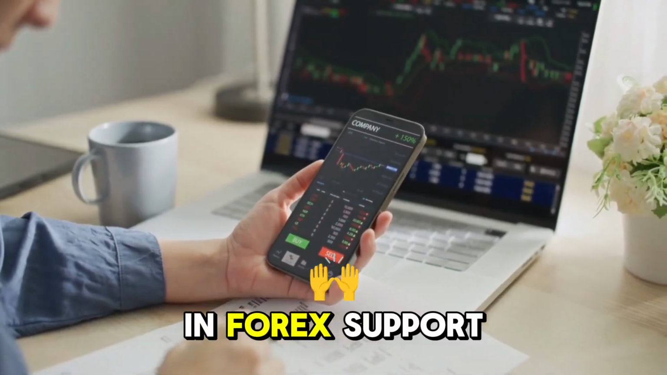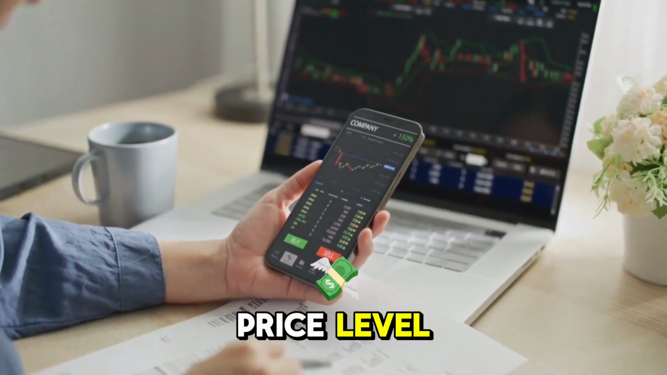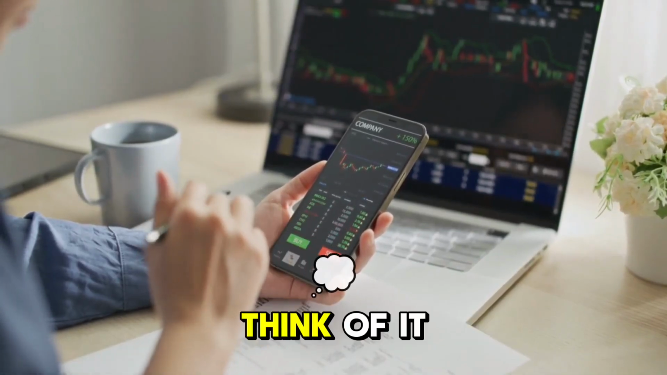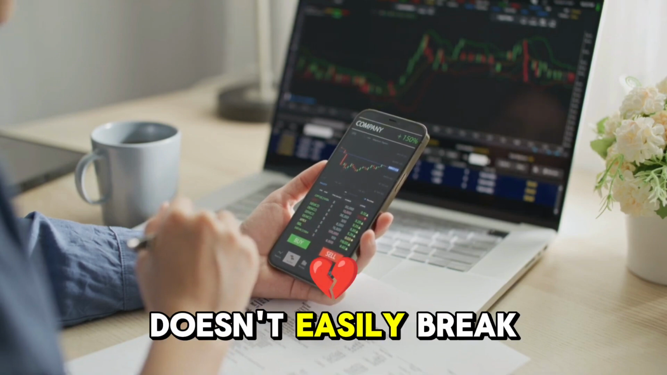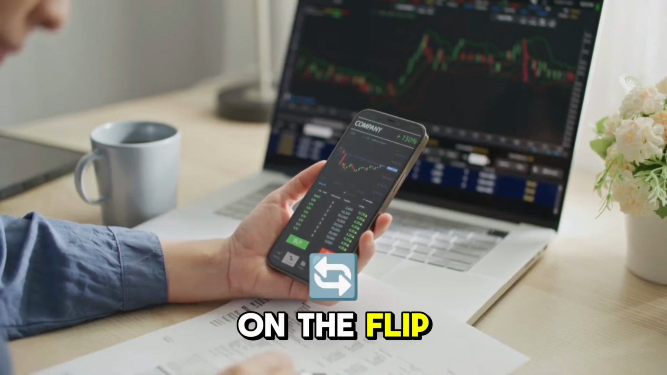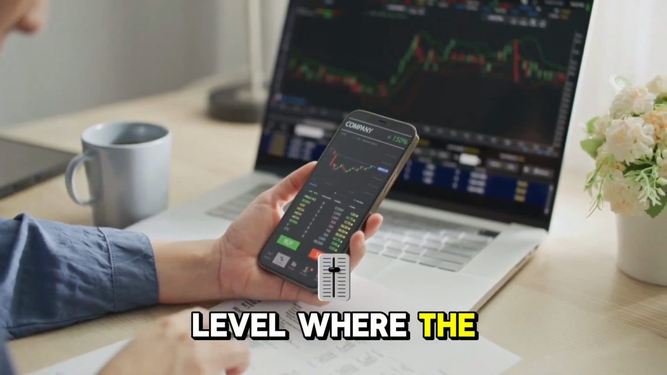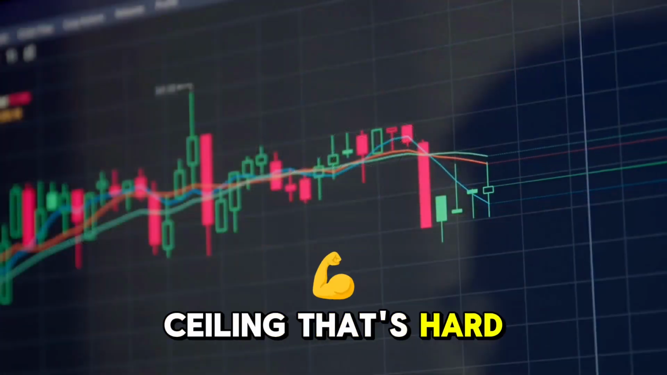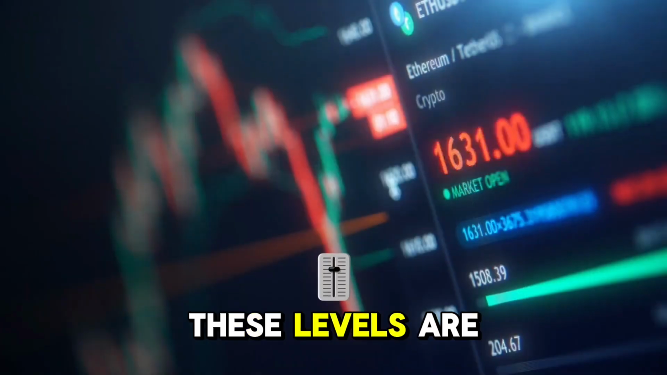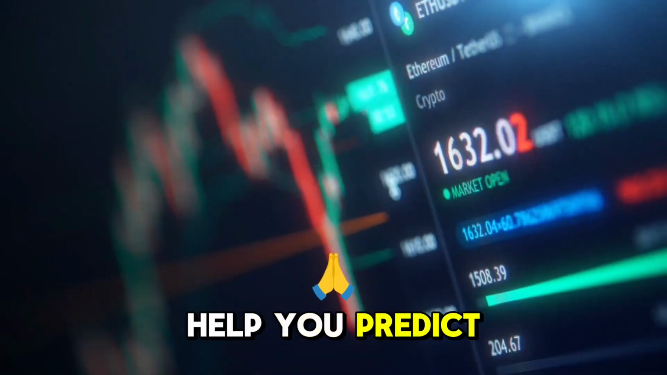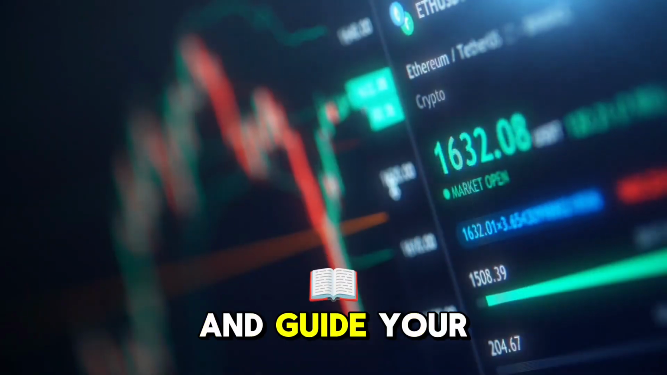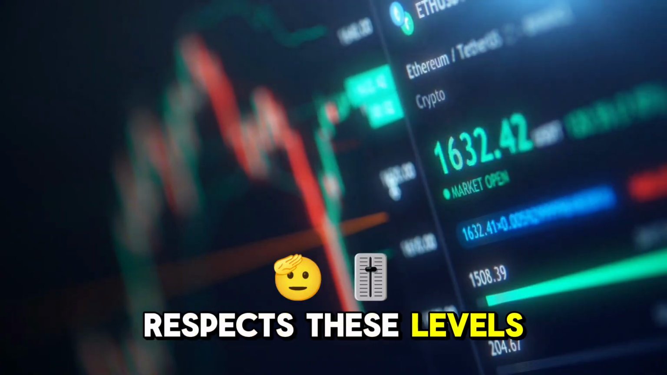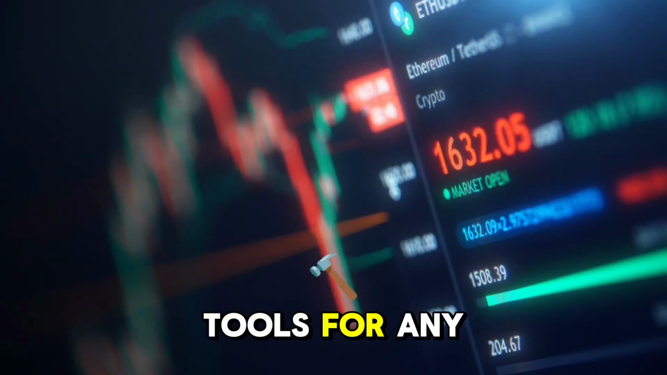In Forex, support refers to a price level where an asset tends to stop falling and bounce back up. Think of it like a floor that the price doesn't easily break below. On the flip side, resistance is a level where the price tends to stop rising and pull back down, like a ceiling that's hard to break through. These levels are crucial because they can help you predict future price movements and guide your entry and exit points. The market often respects these levels, making them powerful tools for any trader.